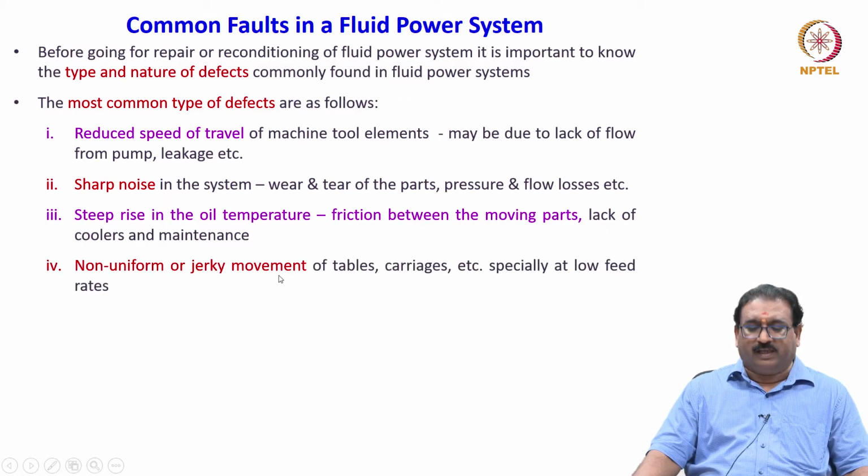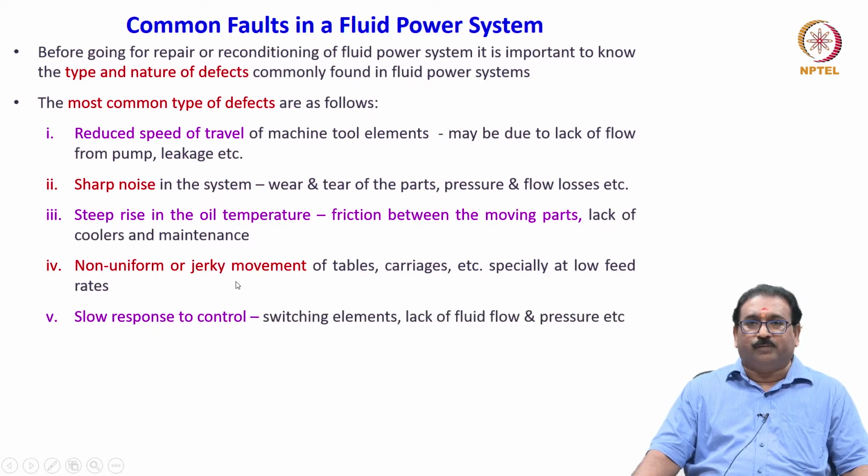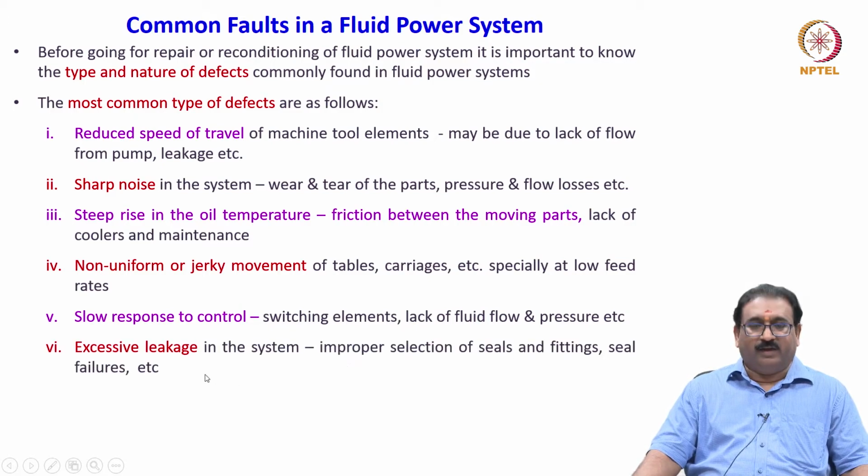Non-uniform or jerky movements of tables, carriages, etc., especially at low feed rates. Slow response to control, meaning here due to the switching elements, lack of fluid flow and pressures and many more. Excessive leakage in the system. This may be due to the improper selection of seals and fittings, seal failures and many more.